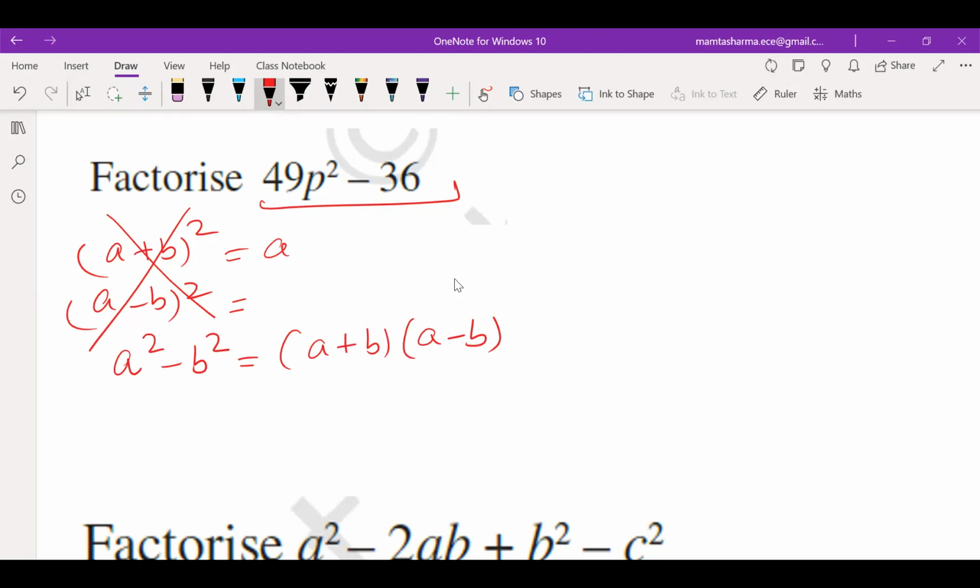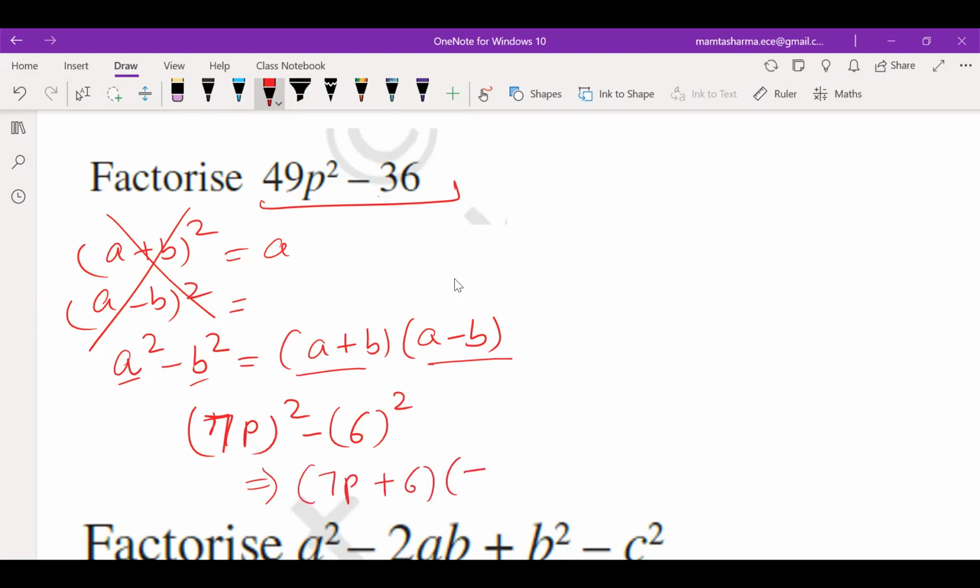Can we check whether a and b are perfect squares? Are both terms perfect squares or not? Yes, 49p square is the perfect square of 7p and 36 is the perfect square of 6. We can write this term as 7p square minus 6 square. Now you can apply the identity a plus b, a minus b. A is 7p, b is 6, so the factors are 7p plus 6, 7p minus 6. That will be the answer.